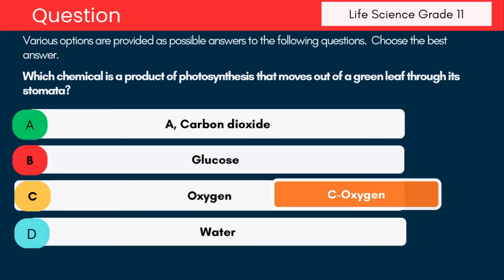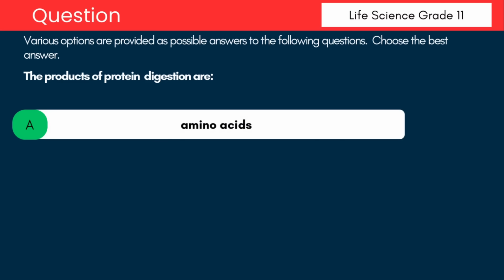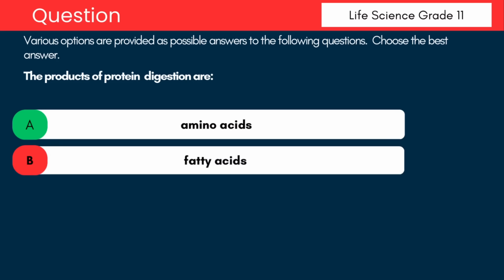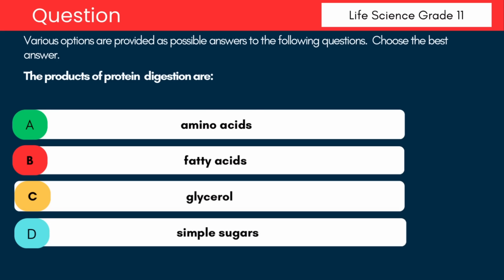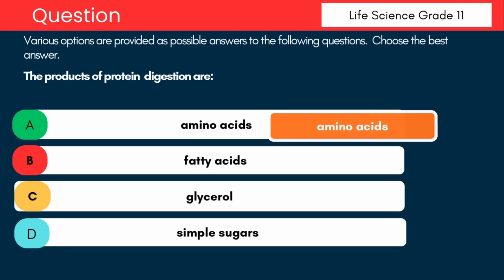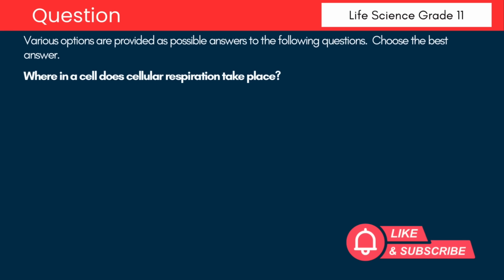the leaf surface. Question: the products of protein digestion are A. Amino acids. B. Fatty acids. C. Glycerol. D. Simple sugars. The correct answer is A. Proteins are broken down into amino acids, which are small enough to be absorbed into the bloodstream for use by the body. Question: where in a cell does cellular respiration take place?